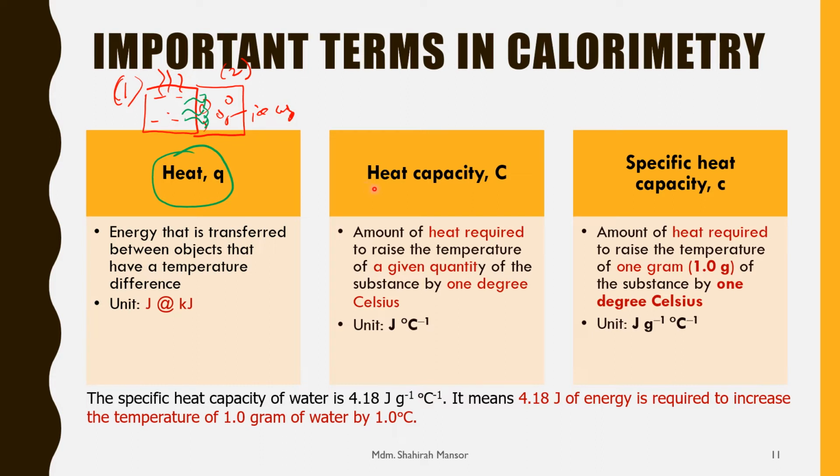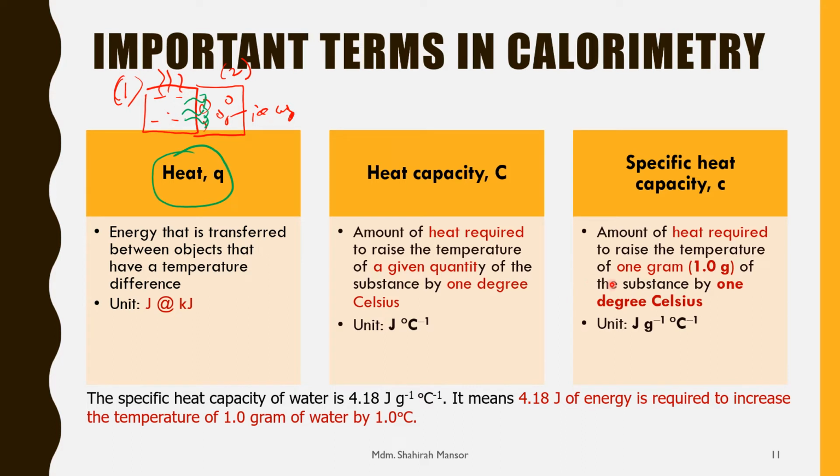The second one is heat capacity, okay, capital C. So heat capacity is the amount of heat required to raise the temperature of a given quantity of the substance by 1 degree Celsius. And the unit is in joule per degree Celsius. Meanwhile, specific heat capacity, that is small c, is the amount of heat required to raise the temperature of 1 gram of the substance by 1 degree Celsius. And the unit will be in joule per gram per degree Celsius.